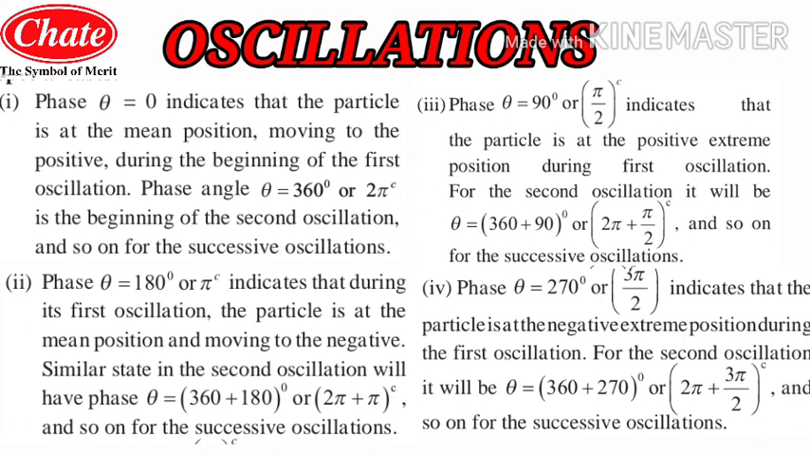In the second oscillation, the angles will be added. If one oscillation is completed, then the angle will be 360 plus the angle of the current oscillation, which is 270. So theta will be 360 plus 270, and in radian it will be 2 pi plus 3 pi by 2. So this is the addition of angles, and this is the path that the particle will follow for the successive oscillations.